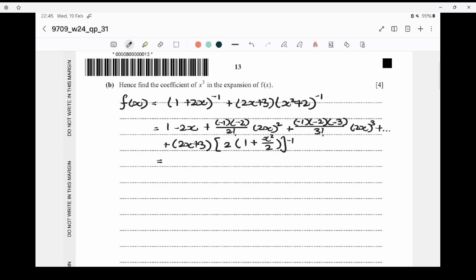So I directly jump to that. So that will be minus 8x cubed. Then you have 2x plus 3. Okay, so 2 to the power of minus 1 is 1 over 2. So I write the 1 over 2 in front. So now you can expand.